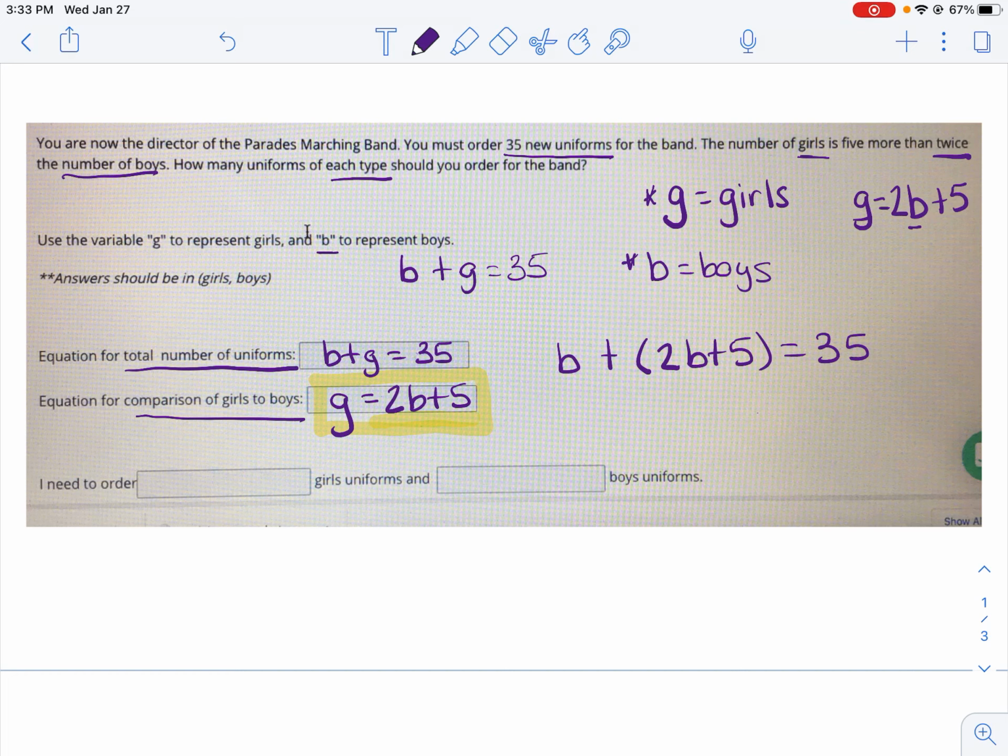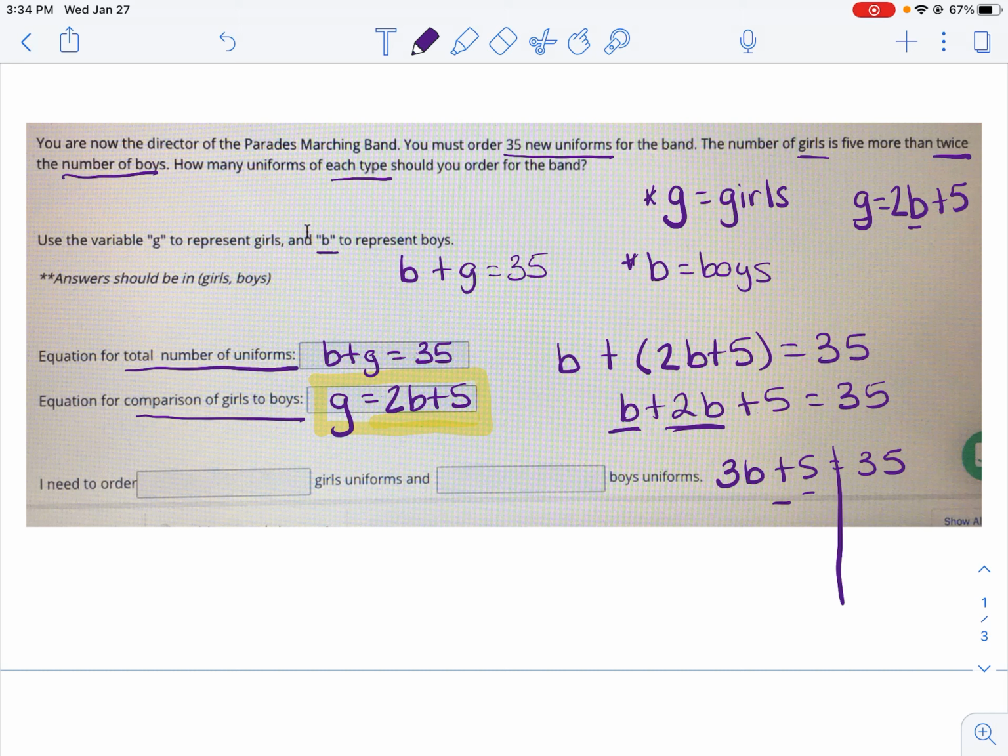Now, we don't have anything to distribute here. These are just a plus, so we can just take this out of brackets. So b plus 2b plus 5 equals 35. We want to combine like terms. So we have a b here and a 2b here. So 2b plus a b gives me 3b's plus 5 equals 35.